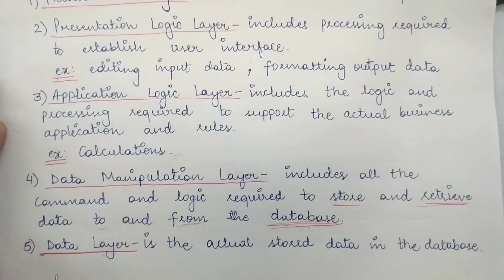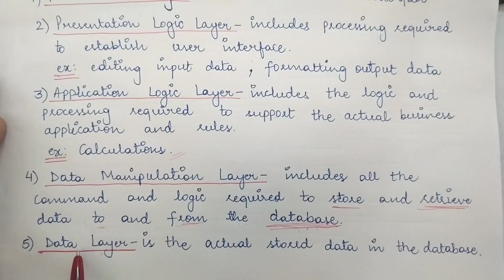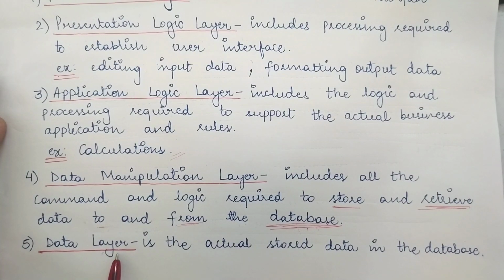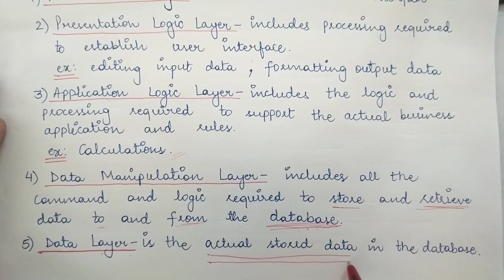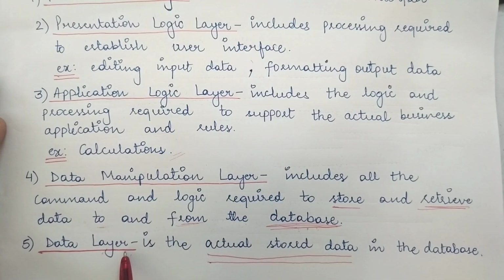Now the last and fifth layer of the distributed system architecture is the data layer. The data layer is the actual stored data in the database. So what is this layer? The data which is actually stored in the database is your data layer.